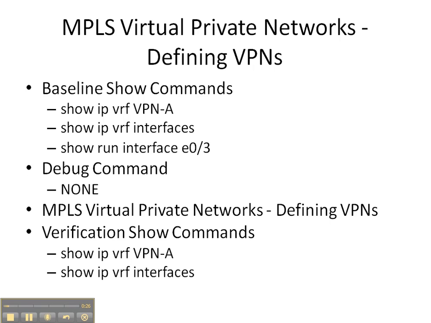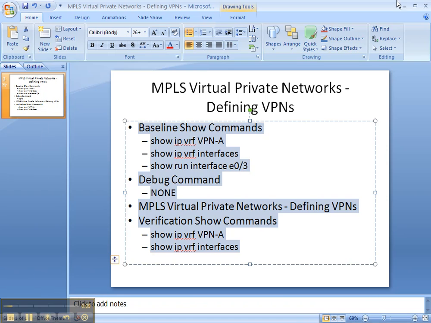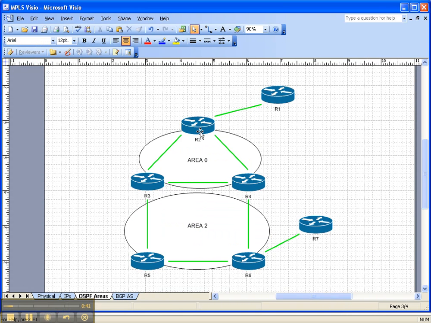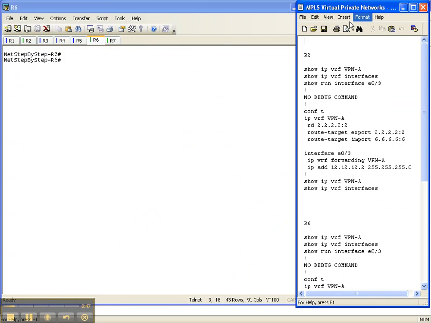We're not going to do any debug commands in this video cheat sheet. We'll then define some VRFs or some VPNs, and then we'll finish up with some show commands of show ip vrf VPNA and VRF interfaces. We're going to be configuring these VRFs on router 2 and router 6. So let's go ahead and get started.